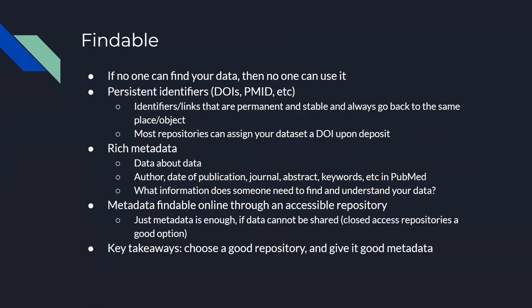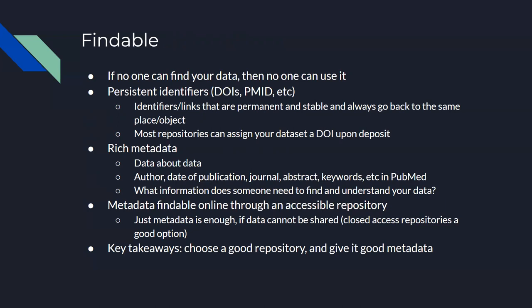So now I want to dive into the first of the principles, which is findable. In essence, this principle means that if no one can find your data, then no one can use it, right? And so there's not much value to sharing data if nobody can find it, if nobody knows it's out there. And so there's really kind of two key principles behind making your data findable. The first of which is using persistent identifiers.